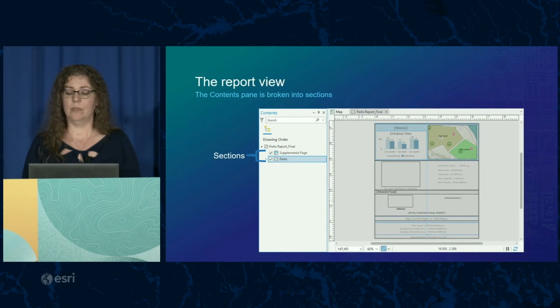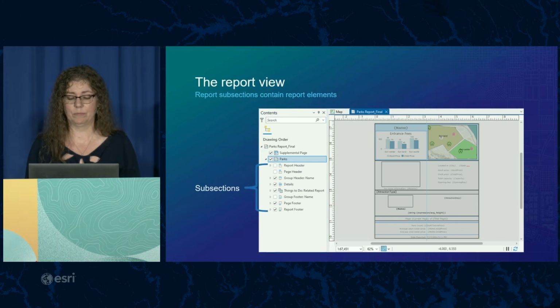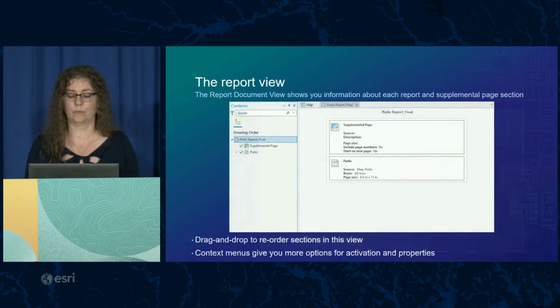Now, a report document can have many sections, and each report section represents a single data source, in addition to any related data for that source. Supplemental page sections represent layouts that are in the project. Now, each report section is divided into subsections, and each subsection contains all of the report elements. These subsections identify specific areas of the report and are independent of each other.